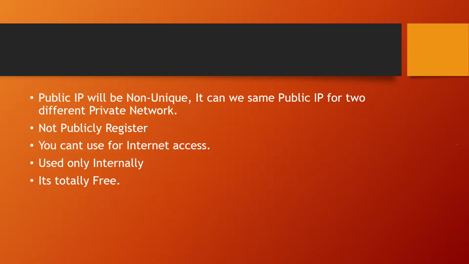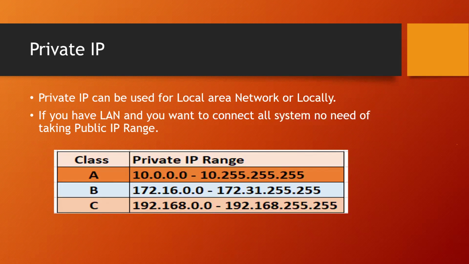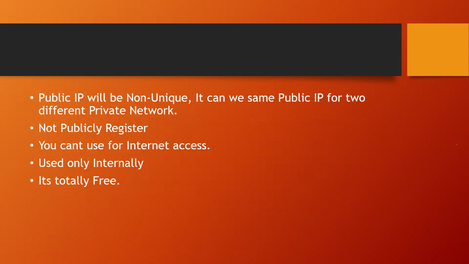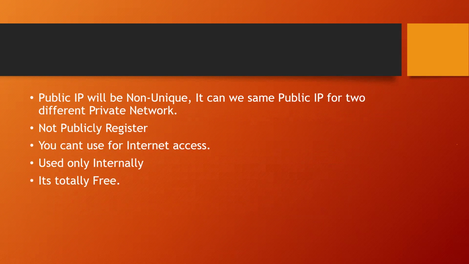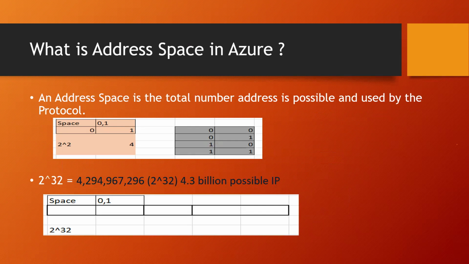So it is not registered. If you are talking about private IP, it is not going to be registered. It is totally free. Next, you cannot use it for the internet. If you want to use the internet, what you have to do is connect with your router. It is used for internal purposes. Your private IP is used for internal purposes, and it is totally free, because public IP you have to register, but private IP you do not have to register. So I hope till here you don't have any doubt about the IP addresses.